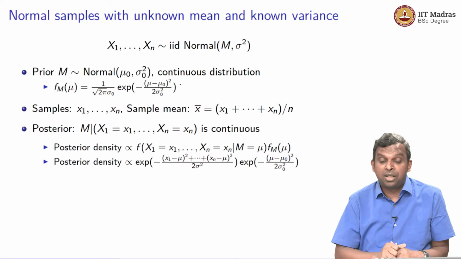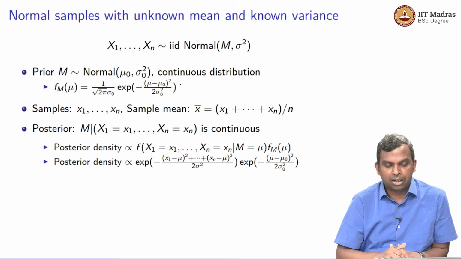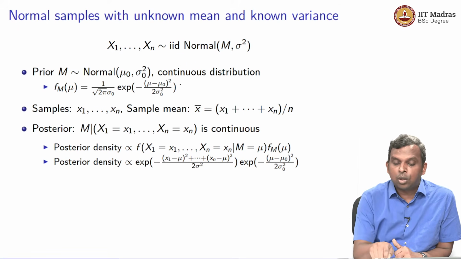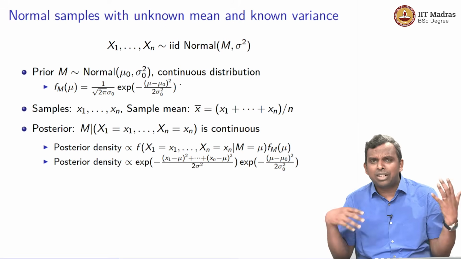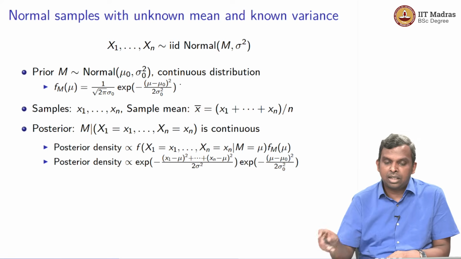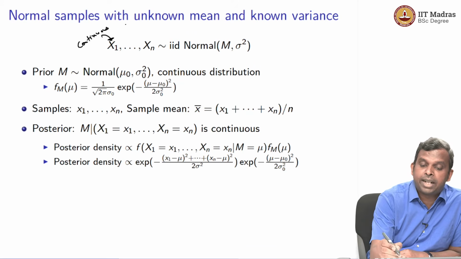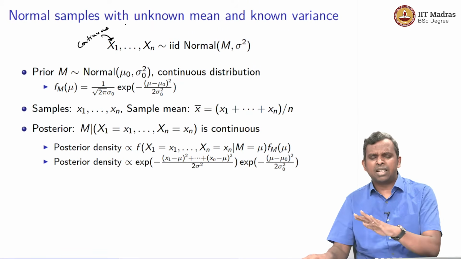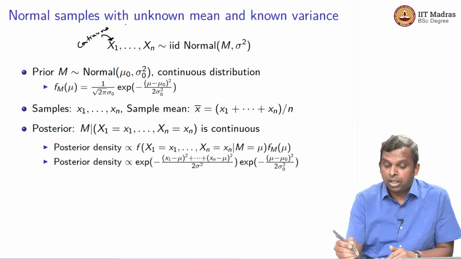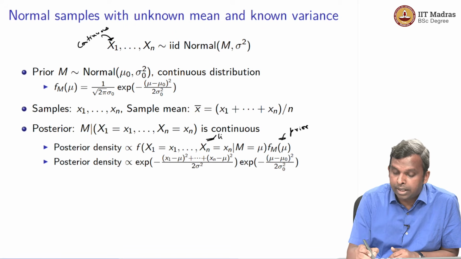What will happen to the posterior distribution? Let's say samples are x1 through xn. We have the sample mean, right? So this is something that we know. The posterior is M given X1 equals x1 through Xn equals xn. Remember now, everything is continuous, right? Everything is a density. This is normal distribution, so x1 is continuous, and all these are also continuous. They are not discrete anymore, so there's no discrete-continuous mix here. Everything is continuous, so everything is density. The posterior density is proportional to the prior density, and this is the likelihood density.